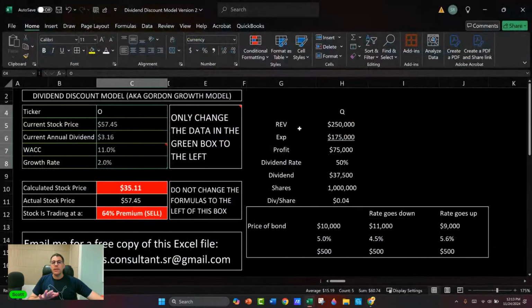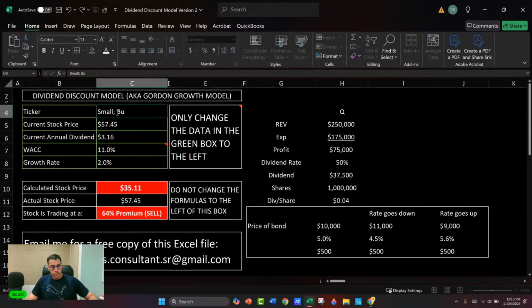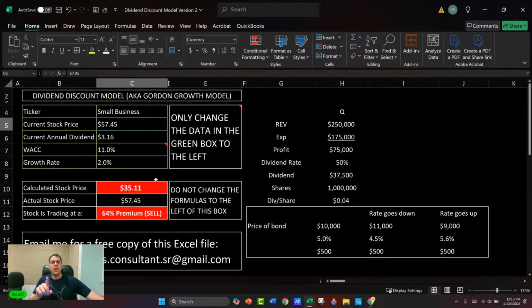But if you have a small business, this totally makes sense, because you can use this for a small business. Let me see if I could do it. I might have to change the model a little bit. So, small business. Just say there's one share of stock. Your entire business is the stock.